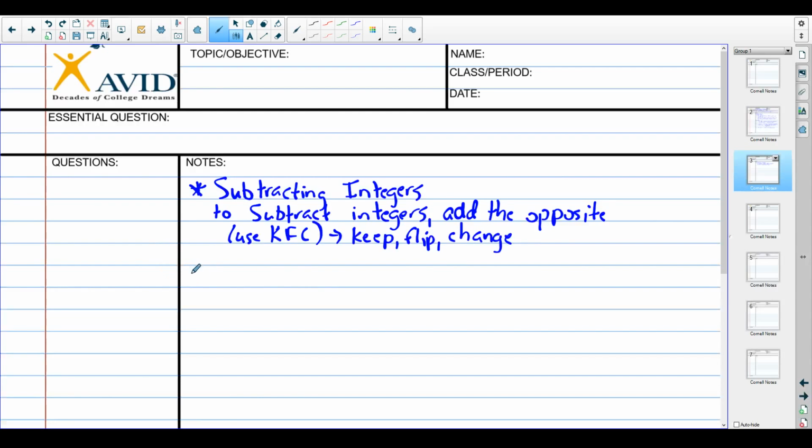So our example, number 4, we have 2 minus, and then we're going to put 15. We're going to put this in parentheses. Usually don't put positive numbers in parentheses, but we can practice. So we're going to say KFC. And the whole idea of KFC is just to rewrite the problem.